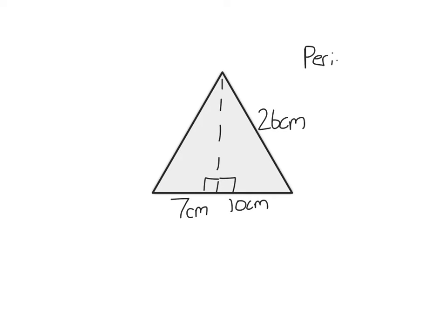So the perimeter of a triangle hasn't changed. It's just all the sides added together. So we need to find what this side here is. To do that, we're actually going to have to use Pythagoras twice. First, I'm going to have to find this side so that in this right-angled triangle, I can find the side here and therefore calculate the perimeter.